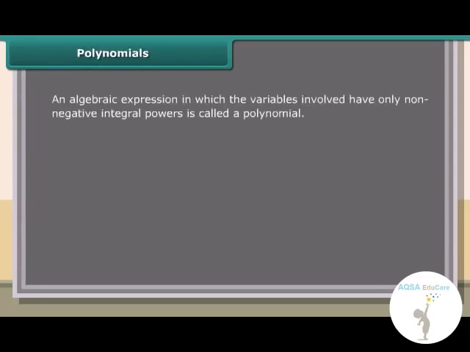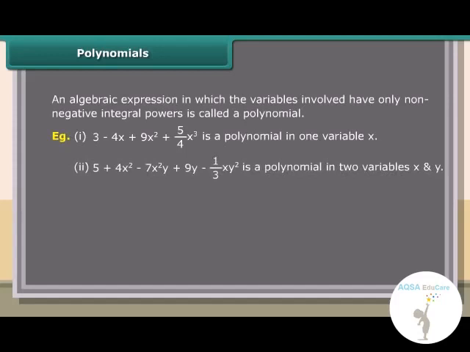Polynomials. An algebraic expression in which the variables involved have only non-negative integral powers is called a polynomial. Examples: 1. 3 minus 4x plus 9x square plus 5 by 4 x cube is a polynomial in one variable x. 2. 5 plus 4x square minus 7x square y plus 9y minus 1 upon 3xy square is a polynomial in two variables x and y.